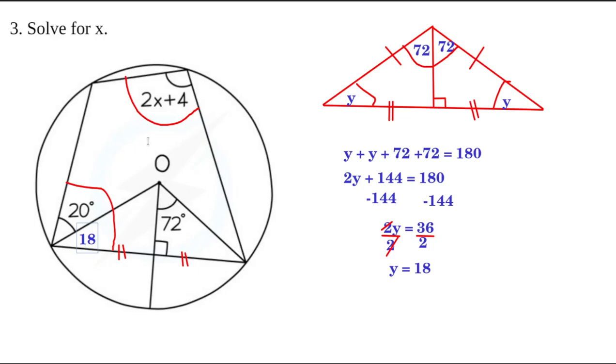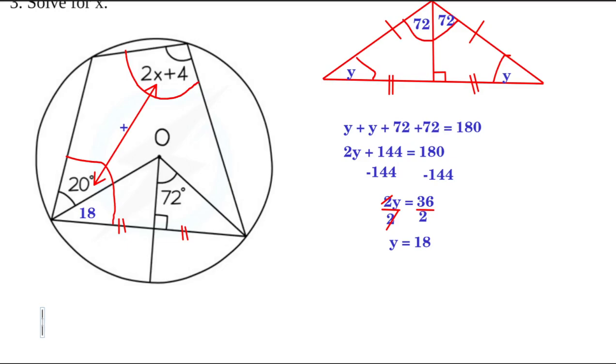And now we have the two opposite angles of our cyclic quadrilateral. What do we know about the opposite angles of a cyclic quadrilateral? That they add up to 180 degrees. So we have 2x plus 4 plus 20 plus 18. This should give us 180 degrees.